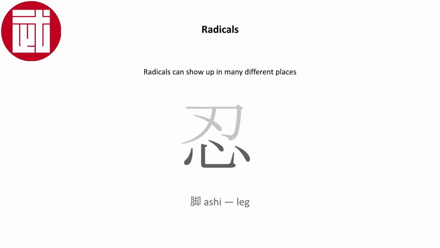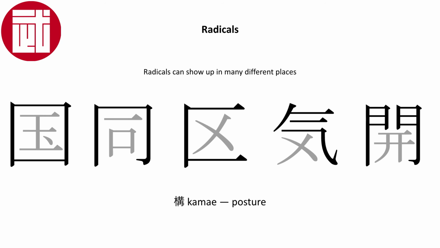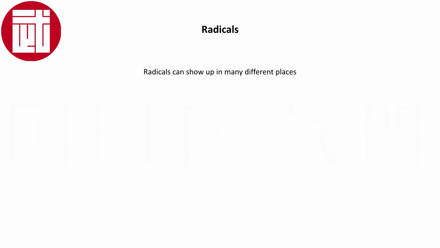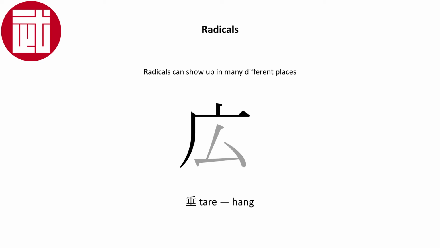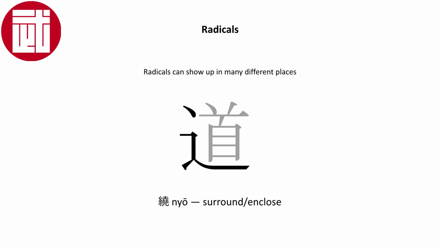Now, radicals can show up in different places. For example, if it shows up at the bottom, it's called ashi, which means leg. If the radical surrounds another part of the character, either partially or completely, it could be called kamae. This one is called tare. You can see how it kind of hangs off the other part of the character. If the radical is on the bottom left like this, it's called nyo, which means surround.